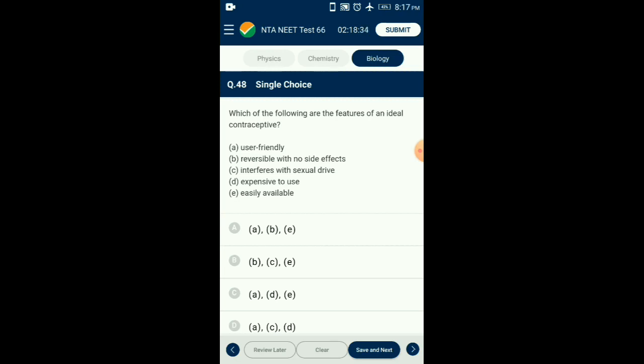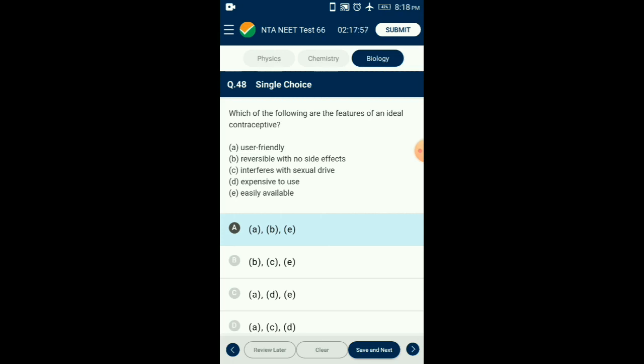A wide range of contraceptive methods are presently available, which could be broadly grouped into the following categories, namely natural or traditional, barrier, IUDs, oral contraceptives, injectables, implants, and surgical methods. So the answer for this question is option A. From the given statements, statements A, B, and E are the ideal contraceptive methods.